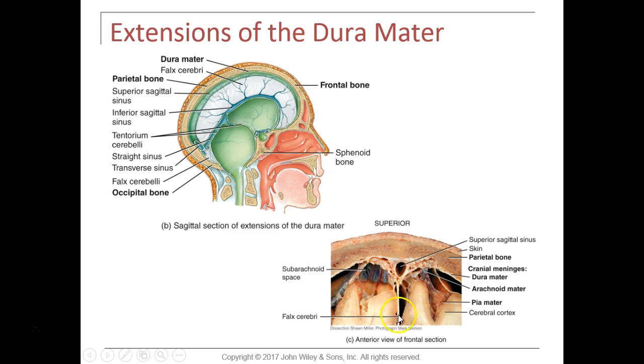by the falx cerebri. The falx cerebelli separates the hemispheres of the cerebellum, which is the second largest mass of the brain. And then we have something called the tentorium cerebelli right here that helps separate the cerebrum from the cerebellum. So these are connective tissue structures that extend from the dura mater that help separate the main parts of the brain from one another.